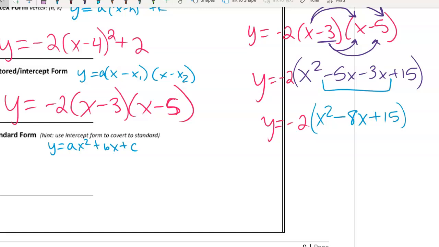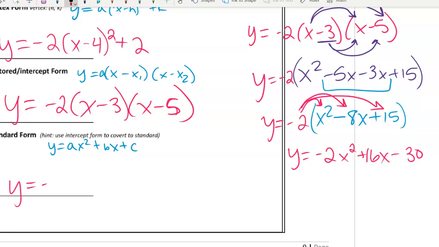With that -2 out front. Now that we've simplified inside the parentheses, we're going to distribute the -2 to every item inside the parentheses. So now we have -2x squared. -2 times -8 is +16, and -2 times 15 is -30. So then we can write our equation over here.